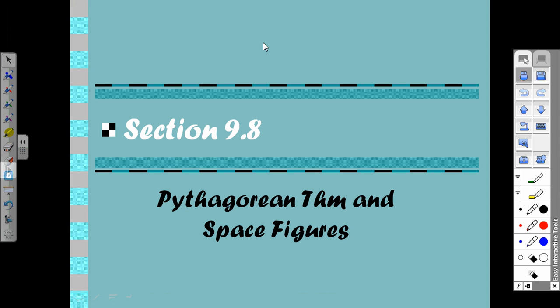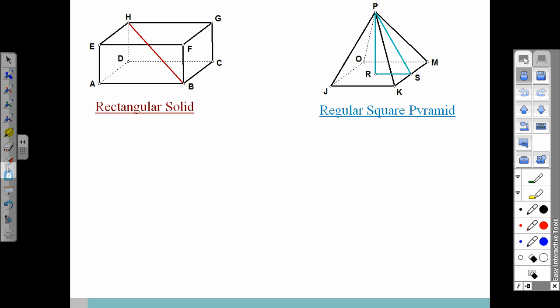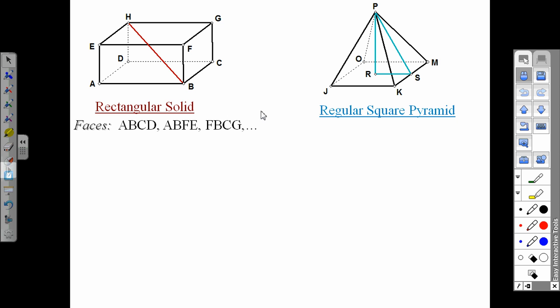All right, back again here for section 9.8, which is all about the Pythagorean theorem and space figures. So what that means is we're going to be dealing with some shapes that are in 3 dimensions. The 2 distinct types of shapes that we're going to be talking about are the rectangular solid and the square pyramid, regular square pyramid. All right, so let's get down to business here about the rectangular solid, things that you need to know.